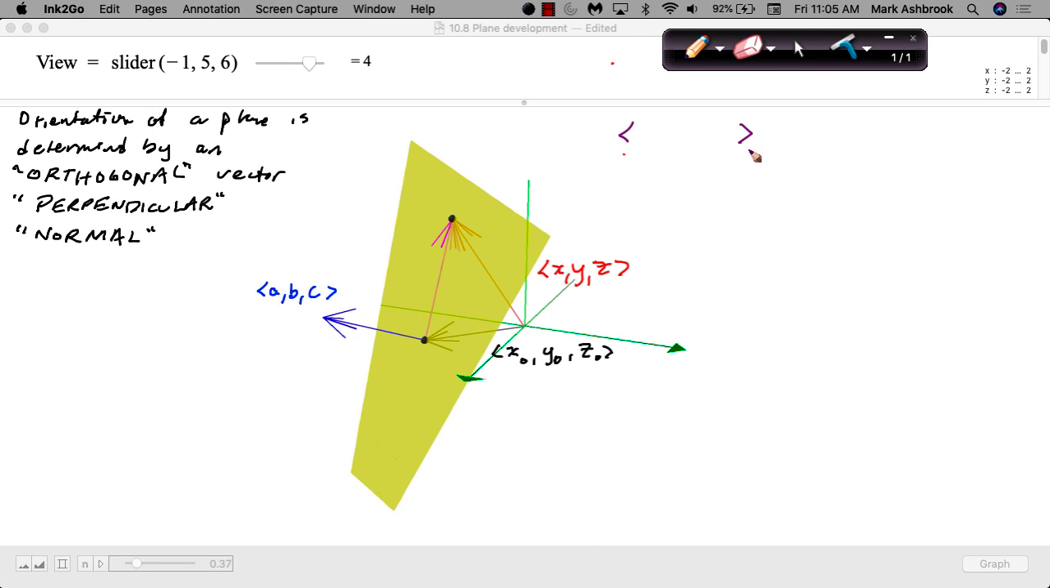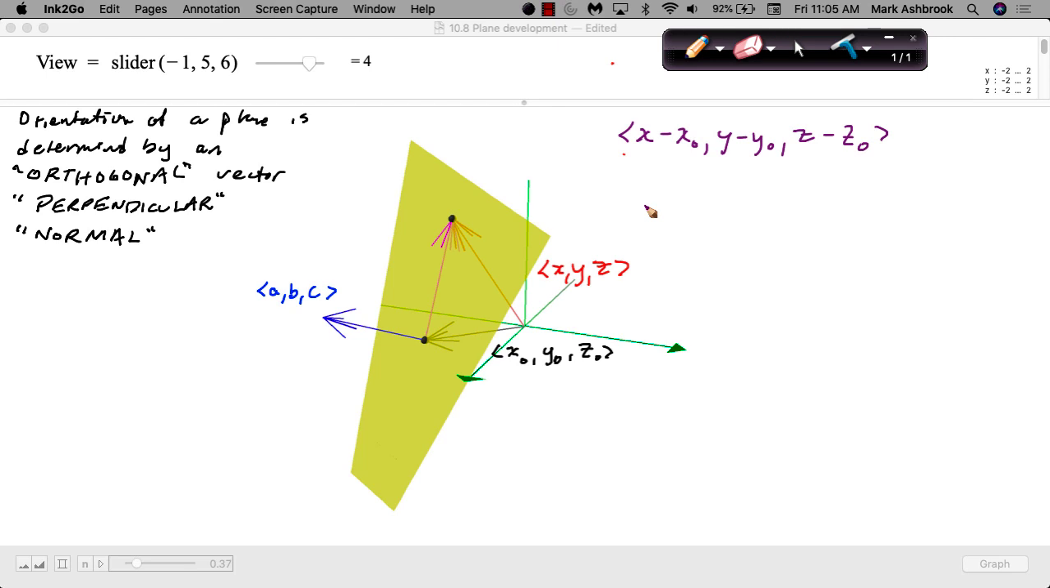Sure, we'll do it all at once. Just subtract x minus x naught, y minus y naught, and z minus z naught. That's this one right here. And that vector is parallel to the plane. It's in the plane.